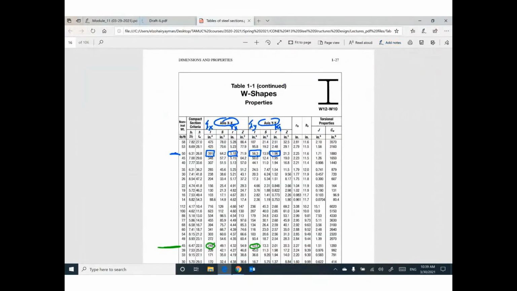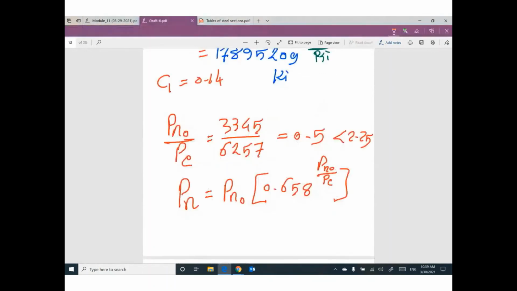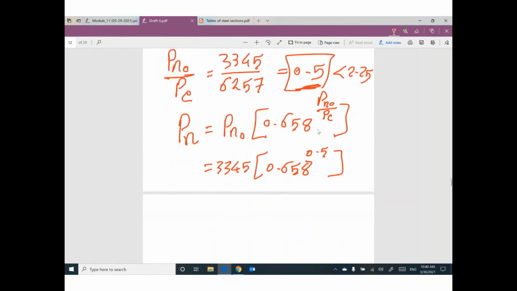Put your numbers, and then you are done. Pn naught, 3,345 times 0.658 to power this value, 0.5. So your value will be 2,674.4 kips.